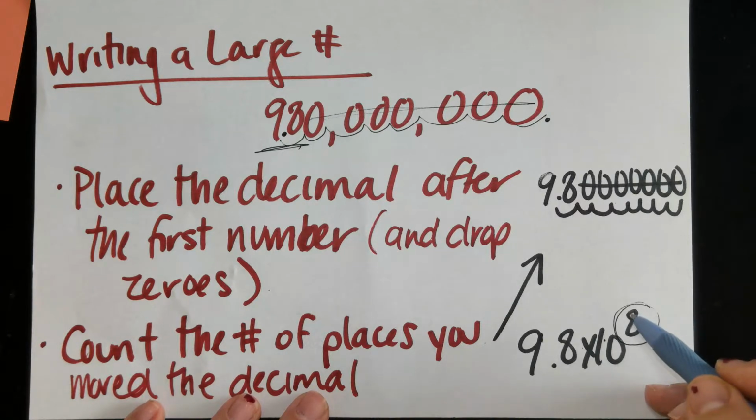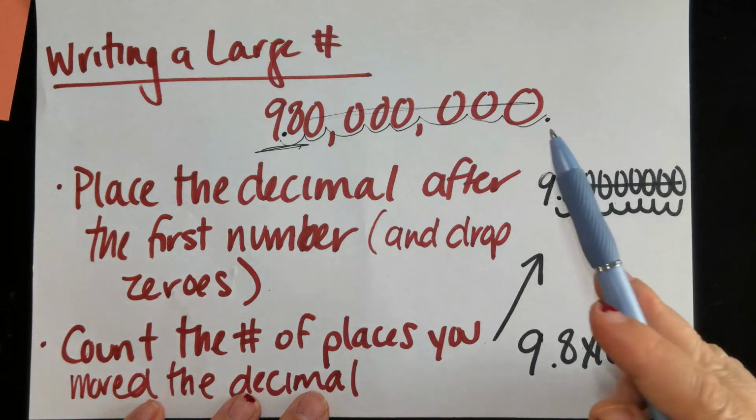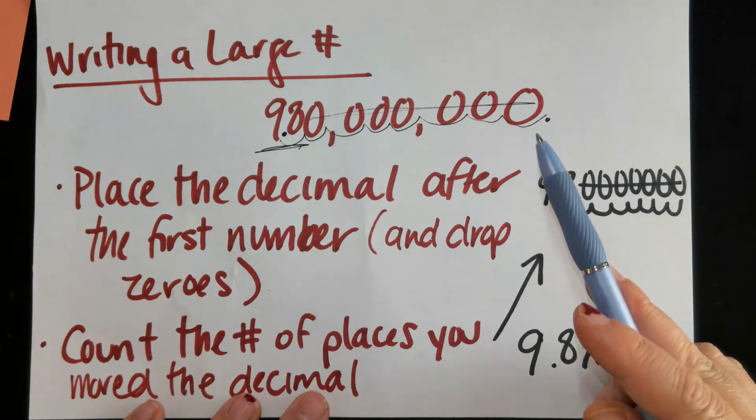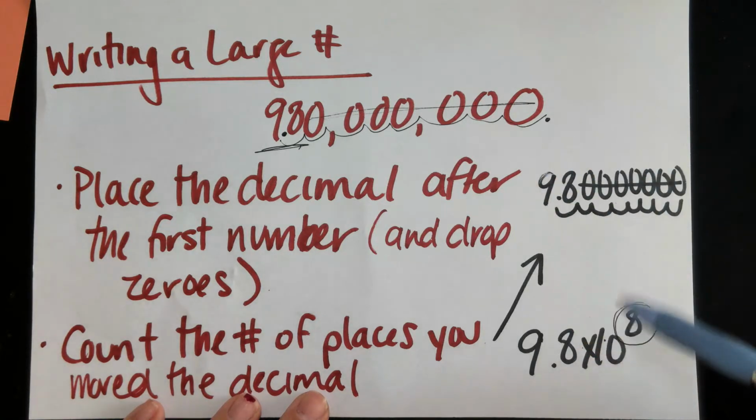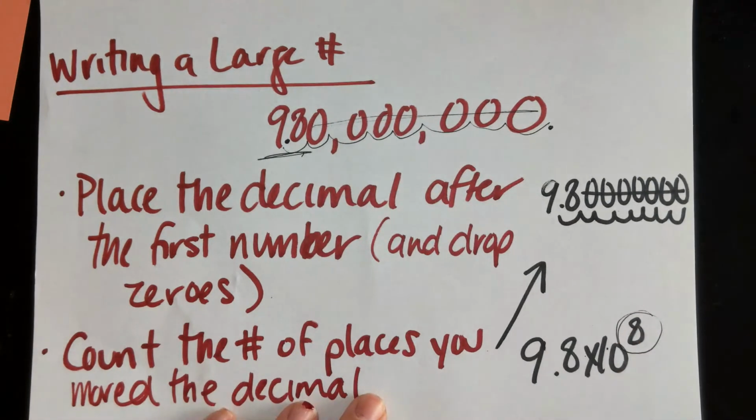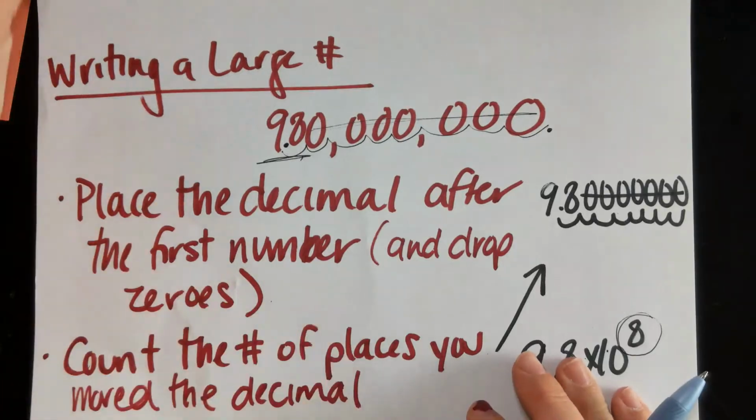Okay, if my exponent is positive, that means that my standard form number is greater than 1. Okay, if my exponent is negative, that means that my standard form number is smaller than 1. So let's take a look.